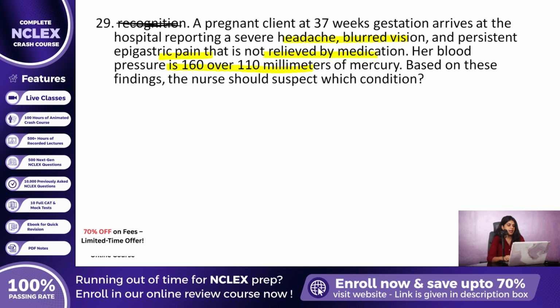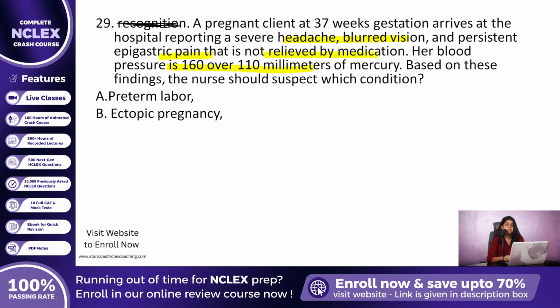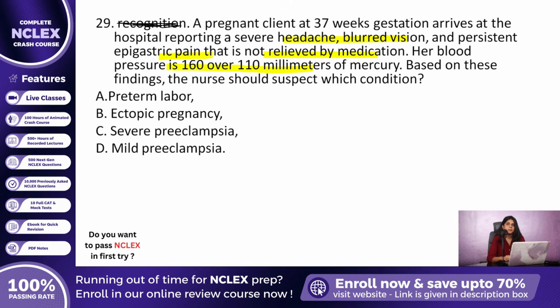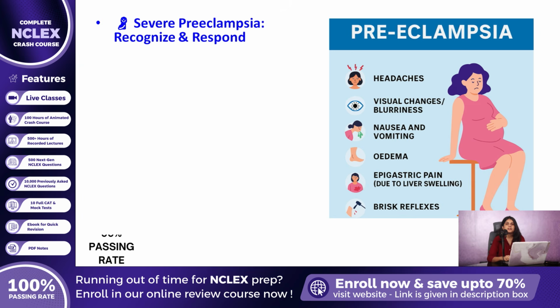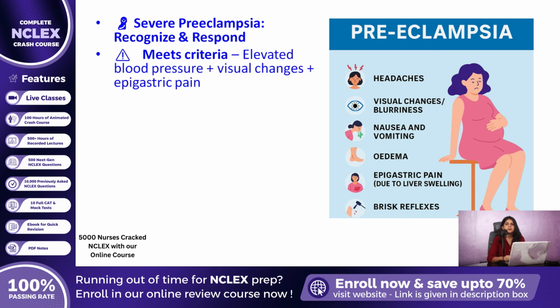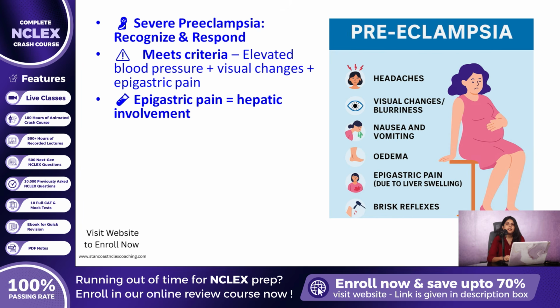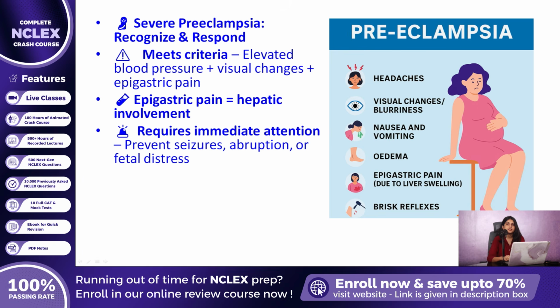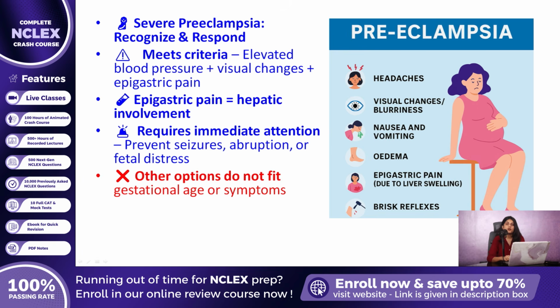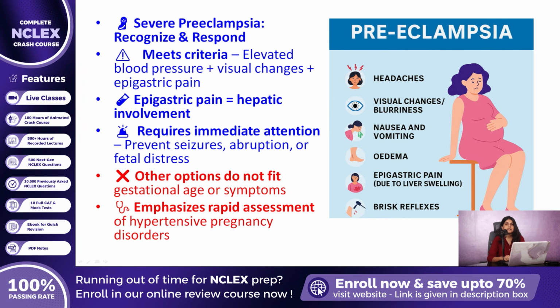The options are A. Preterm labor, B. Ectopic pregnancy, C. Severe preeclampsia, or D. Mild preeclampsia. The correct answer is option C. Severe preeclampsia. The rationale is that this client meets the criteria for severe preeclampsia based on blood pressure and symptoms like visual changes and epigastric pain, which indicate hepatic involvement. Immediate medical attention is required to prevent complications such as seizures, placental abruption, or fetal distress. The other options do not match the client's gestational age or symptom profile. This scenario highlights the importance of rapid assessment and understanding of pregnancy-related hypertensive disorders.